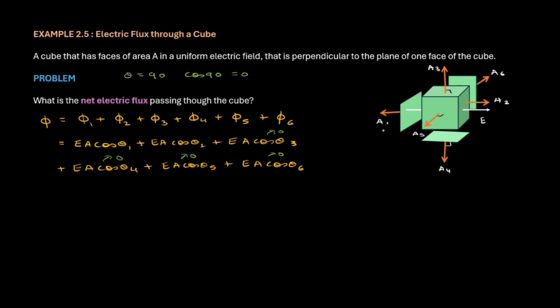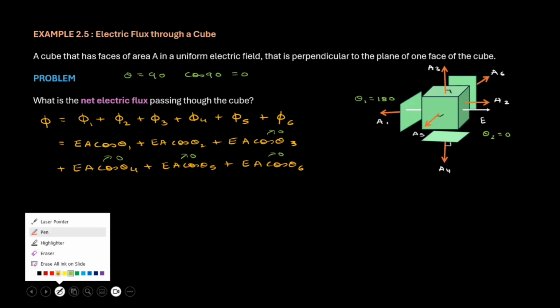Then if you look at surface 1, the area vector points opposite to electric field because the electric field is going to the right and the area vector is to the left. So the angle theta here is 180. Whereas for surface 2, the area vector is in the same direction as the electric field. So theta here will be 0.